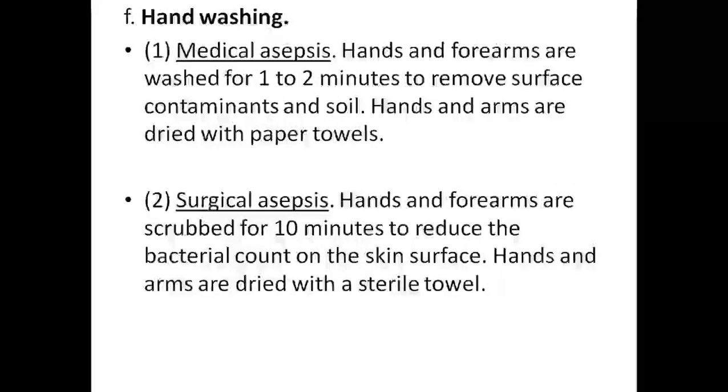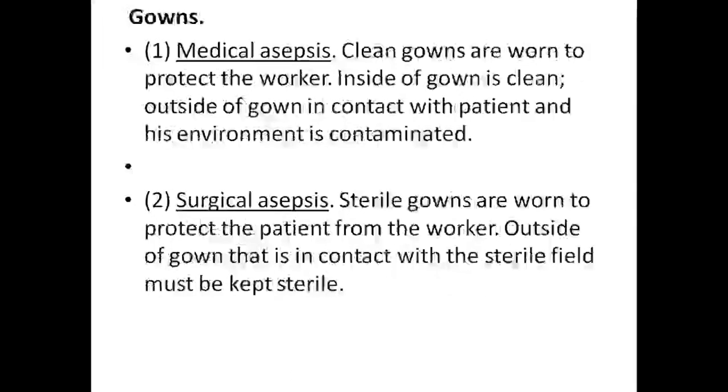Hand washing: in medical asepsis, the hands and forearms are washed for 1 to 2 minutes to remove surface contaminants and soil. The hands and arms are dried with paper towels. In surgical asepsis, hands and forearms are scrubbed for 10 minutes to reduce the bacterial count on the skin surface. Earlier it was 10 minutes, but with modern, sophisticated use of antiseptics and sterile techniques, we can use 2 to 3 minutes to reduce the bacterial count on the skin surface. Hands and arms are dried with a sterile towel.